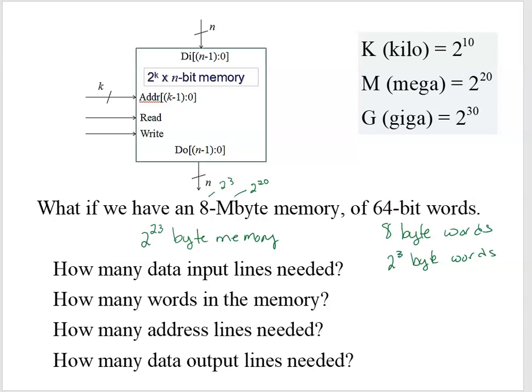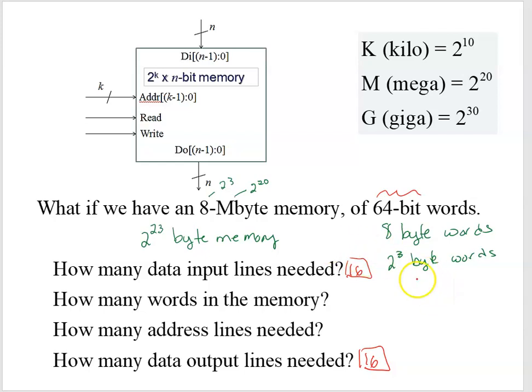The data input lines, we need enough data input lines for each bit, right? So for each bit we need 16 data input lines. We're going to need 16 data output lines. How many words are we able to store in memory? We have a 2 to the 23 byte memory, and we get 2 bytes per word.